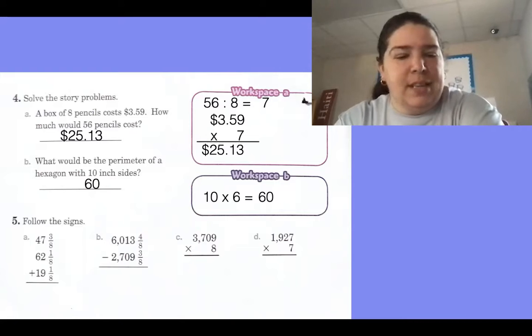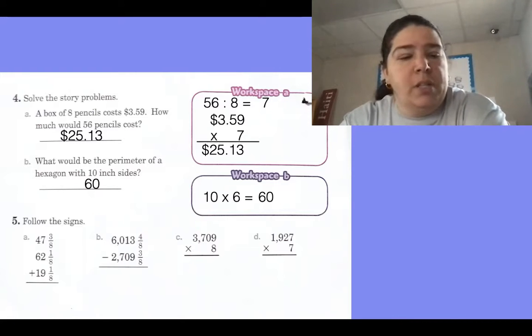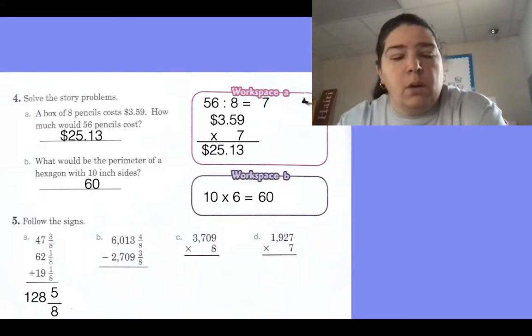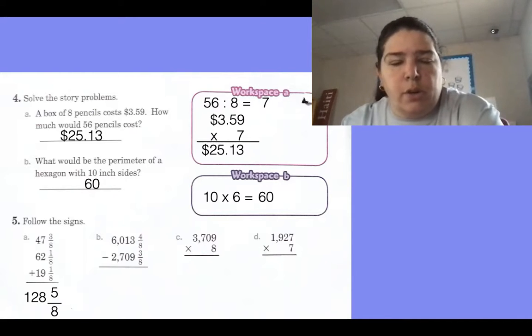Okay, boys and girls, let's get back to this. We have number 5. We're going to be adding the mixed numbers, 47 and 3/8, 62 and 1/8, and 19 and 1/8. Remember, we need to first make sure they all have the same denominator, and they do, which is 8. So what is 3/8 plus 1/8 plus 1/8? 5/8, very good. Now 7 plus 2 plus 9, 18, carry the 1. 1 plus 4 plus 6 plus 1. Excellent, 128. Make sure that you're going slowly, but carefully enough to make sure you don't get the wrong answer.